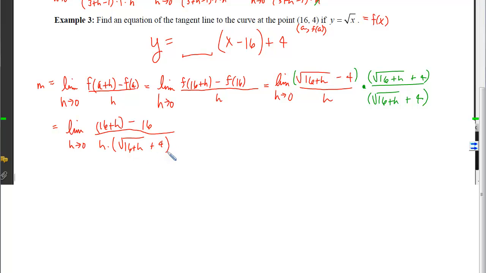So on the top, we can see that the things that don't have h's in them are going to cancel, which is a very good thing. And what's left is just an h over an h. Well, that's going to cancel as well and give me a 1 on the top. So we'll end up with the limit as h approaches 0 of a 1 over a root 16 plus h plus a 4. Now h equaling 0 is no longer a problem. Plug it in. I get a 4 plus a 4 on the bottom, which gives me a 1/8. And now I can go put in my slope.